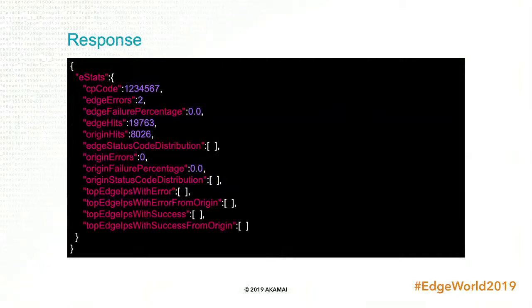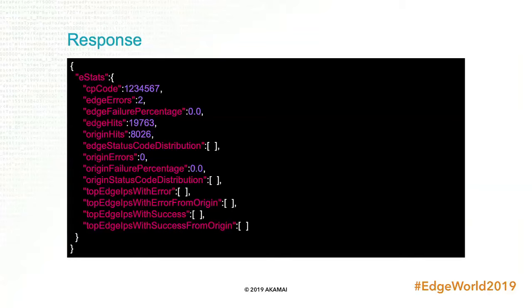So once data is ready, it can be downloaded in JSON format. Response data contains the following information: error statistics, number of edge hits versus number of origin hits, origin status code distribution, and top edge servers serving traffic to the end user and hitting your origin server.